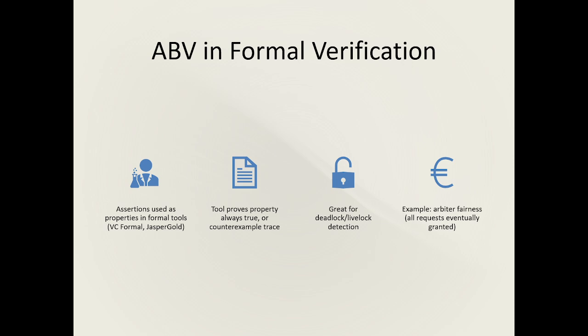So the ABV in formal verification highlights the properties to prove correctness mathematically, and the formal tools check exhaustively. We are going to check all possible input scenarios. If an assertion fails, we get a counterexample trace. If it holds, we gain high confidence the design is correct. Otherwise, we are not going to get the fairness of it.